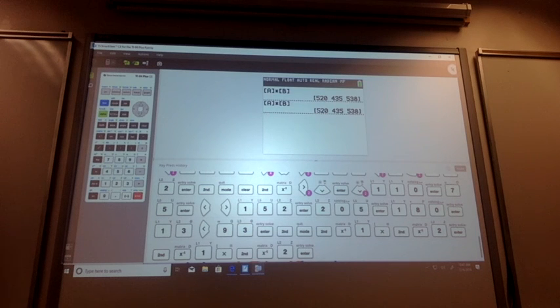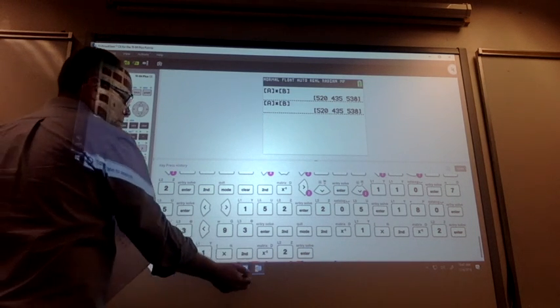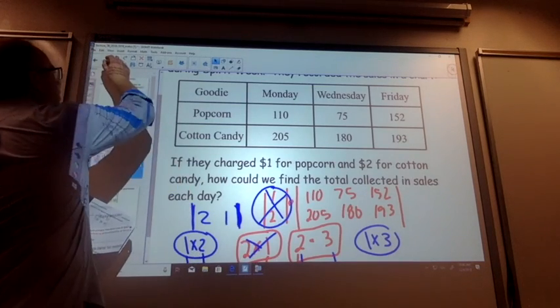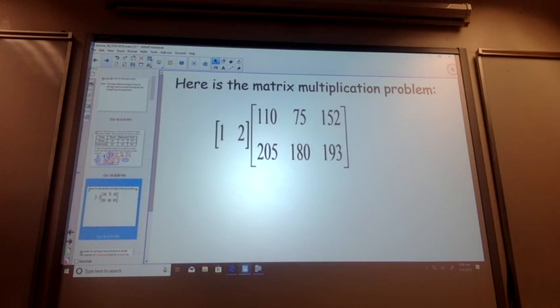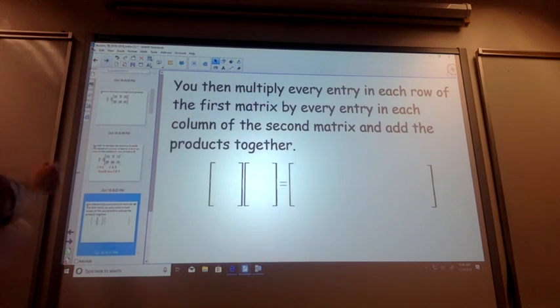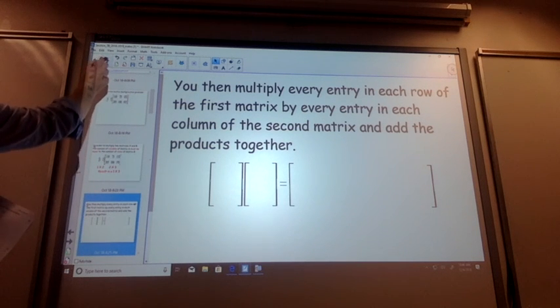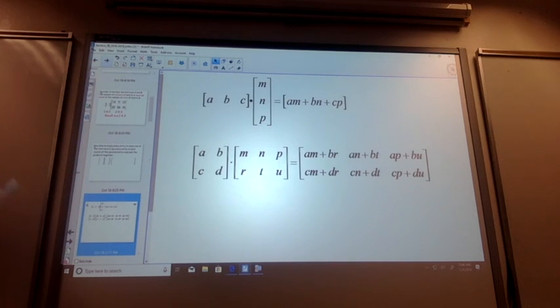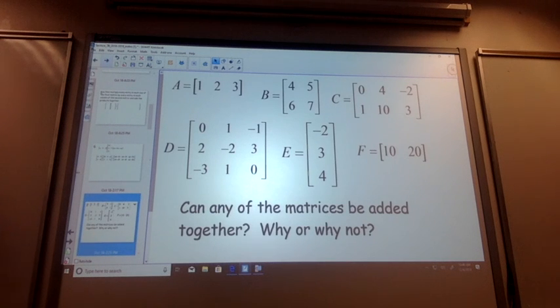I believe the next page of our notes is what we just did. Agreed? Do you want me to show you how to do this longhand? So this is just finishing that problem. This is the longhand version of how you would multiply the matrices together. Does that look like it might be a little bit more work? Do you prefer the calculator? Okay, I'll let you use a calculator.